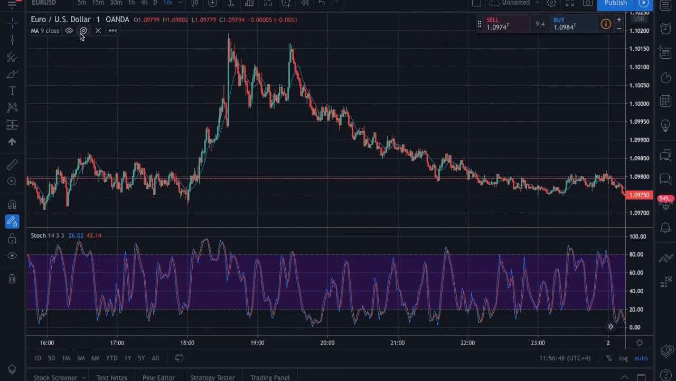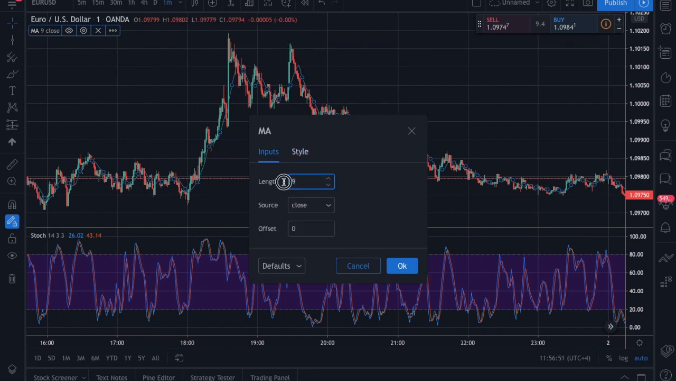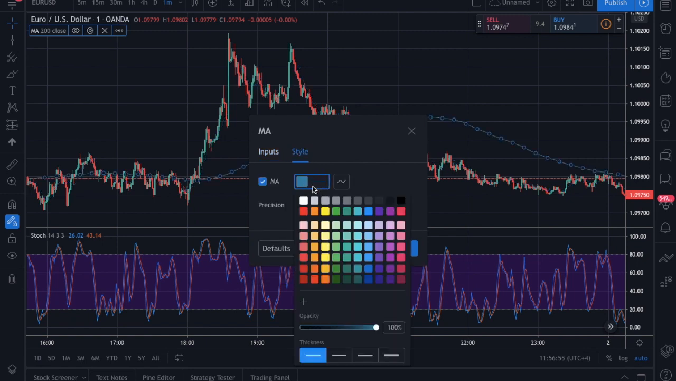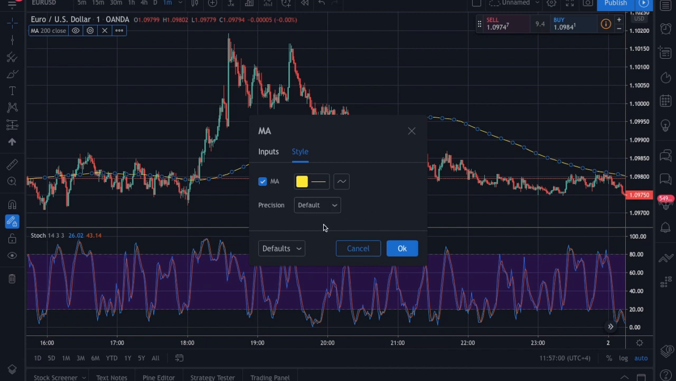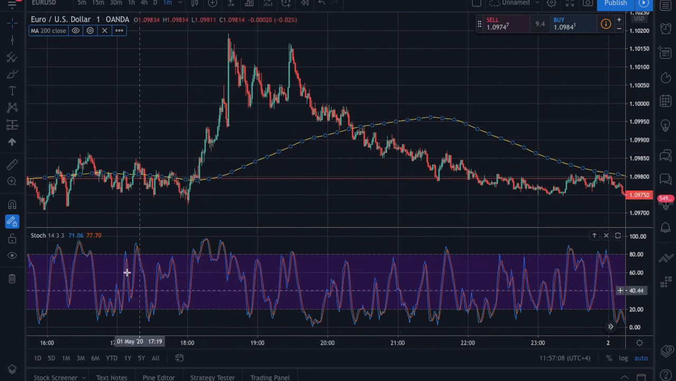For the moving average, we go to the settings, and it should be moving average 200, and any color that you want. I'm going to put yellow. It doesn't matter the color. So we press OK, and this is our moving average, the yellow one. And this is our stochastic, which we don't need to change in the settings. 14, 3, 3. This is the perfect stochastic for quick scalping.